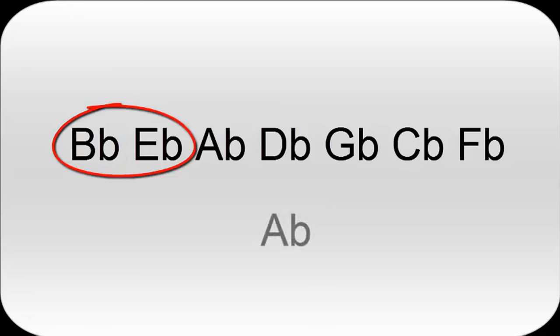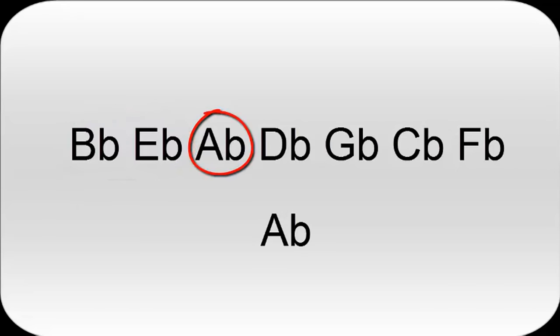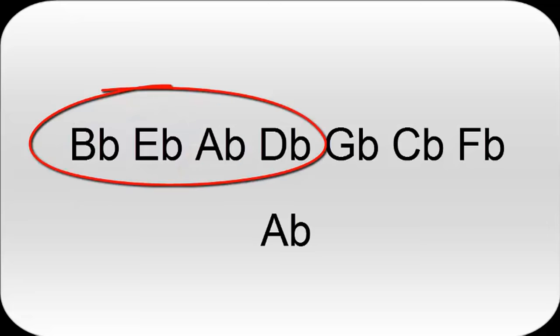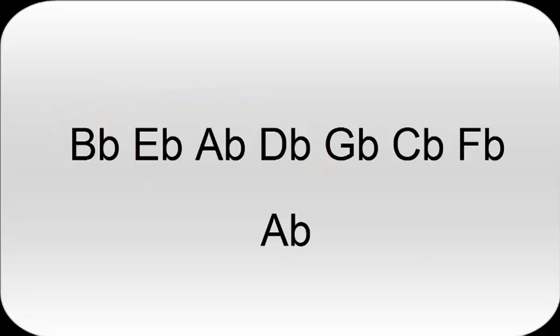If I wanted to do this with A flat, I'd have B flat, E flat, A flat, it being the second to last, then D flat. The only exception to these two tricks is the F major scale, which contains only a B flat. And since it's the odd man out, that one's kind of easy to remember.